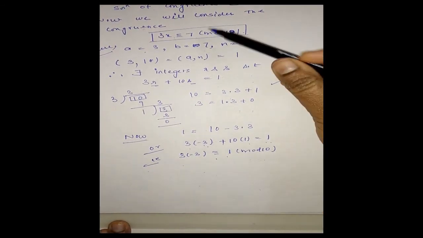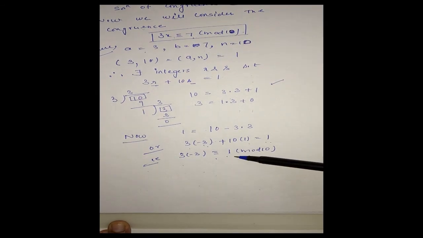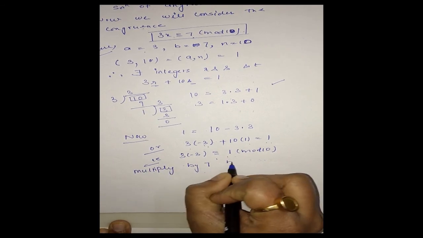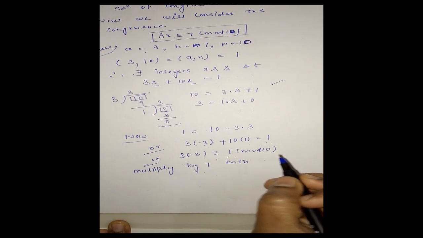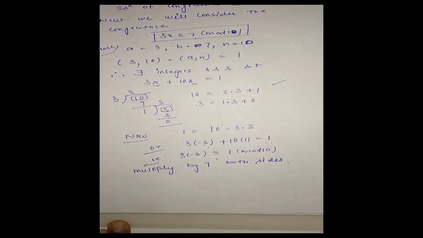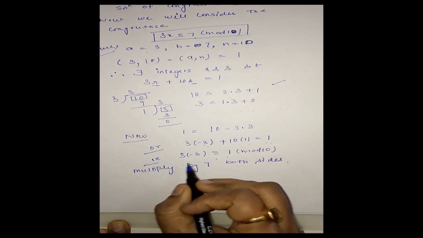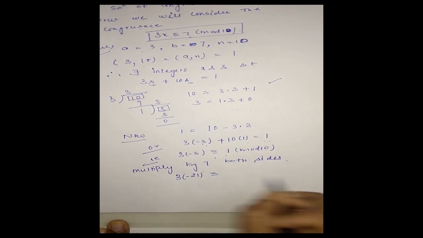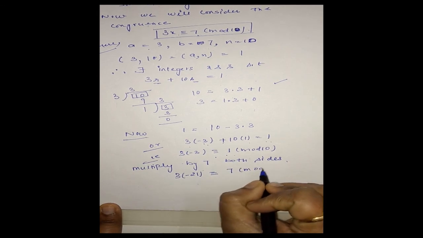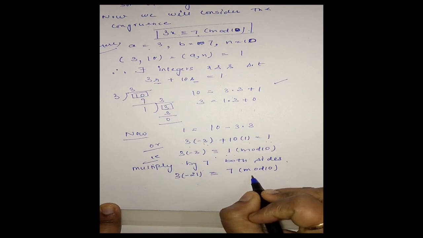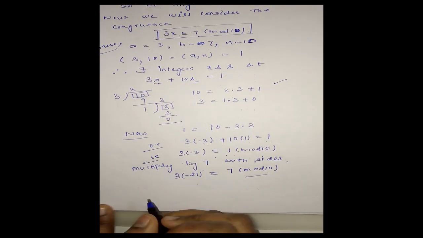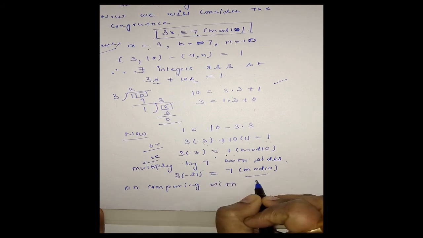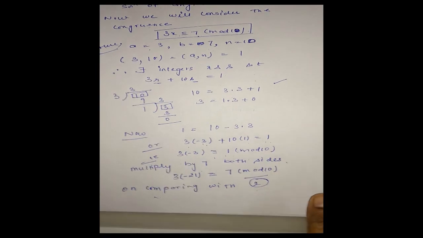Now we will compare this with this. Here we have 7, but here we have 1. So first we multiply this equation by 7, both sides. Using the property of congruences, I can multiply by 7 here. This will be minus 21 congruent to 7 modulo 10. Now, on comparing with linear congruence 2, we have x is equal to minus 21 is the solution.